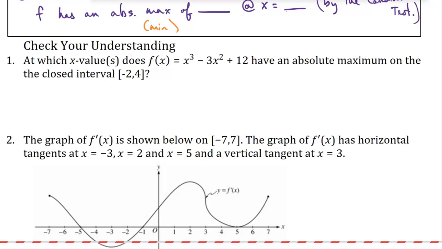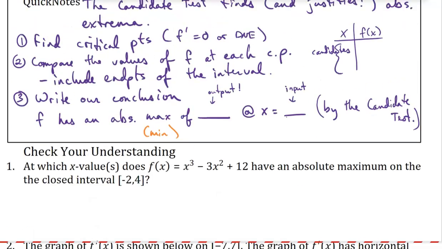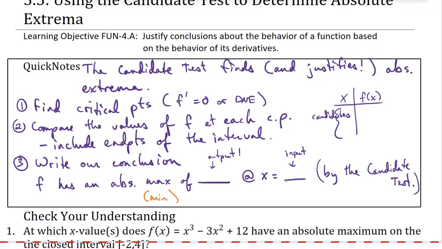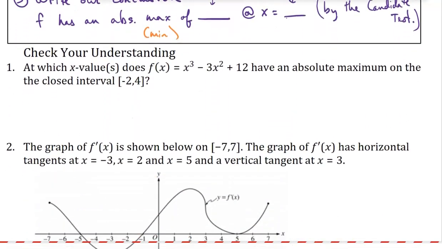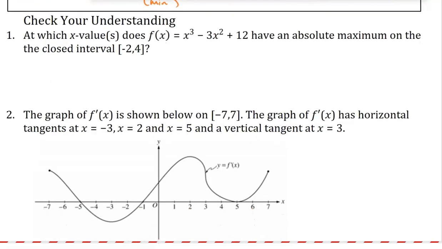These are the check your understanding problems for 5.5, which is finding absolute extrema, for which we use the candidate test. All right, for number 1, it asks at which x value or x values does this function have an absolute max on the interval from -2 to 4.